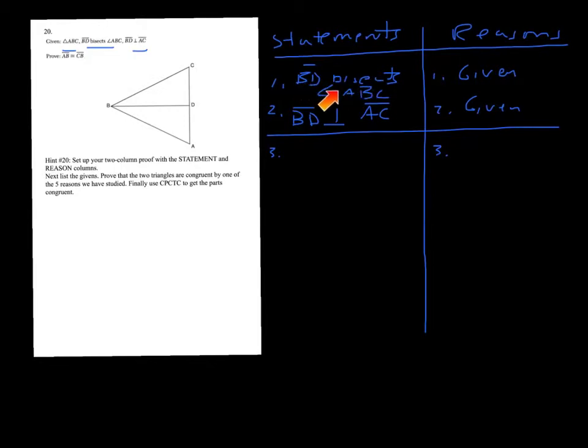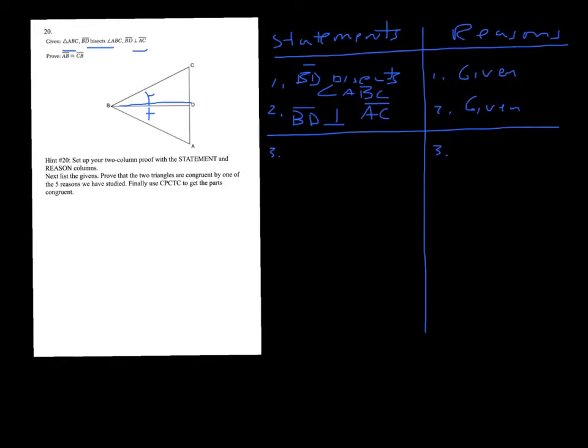All right, take the first given. It says that BD bisects ABC. So BD is bisecting angle ABC. So BD is splitting angle ABC in half. So I'm going to draw that on my picture, that these two angles have to be the same. Because BD split the big angle into two pieces that are exactly the same. So that's what I know, is I know that those two angles that I marked are the same.